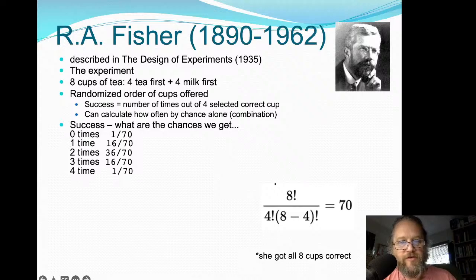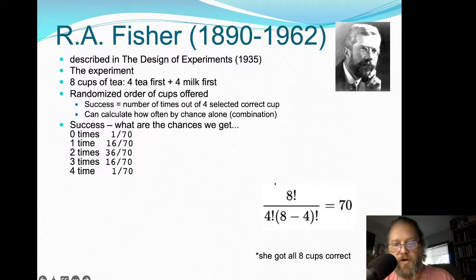So that's what he did. He figured out every possible combination of her guessing correctly, and that would range from, well, for 8, you might not guess at all, any of them. So how likely is that? That's 1 in 70 times, and so on and so forth.